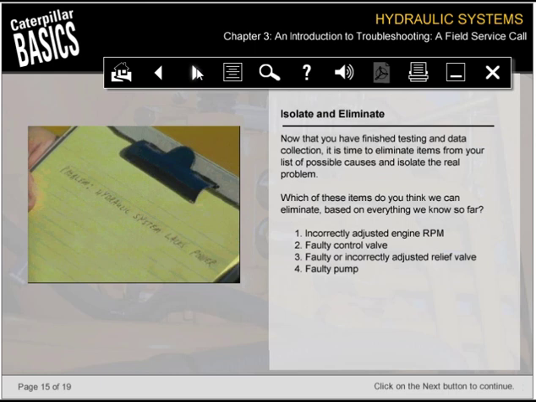Now that you've finished testing and data collection, it's time to eliminate items from your list of possible causes and isolate the real problem. Which of these items do you think we can eliminate based on everything we know so far? 1. Incorrectly adjusted engine RPM. 2. Faulty control valve. 3. Faulty or incorrectly adjusted relief valve. 4. Faulty pump.